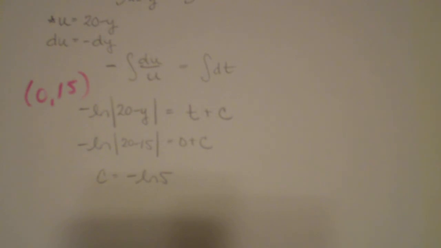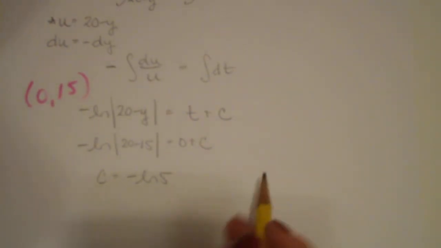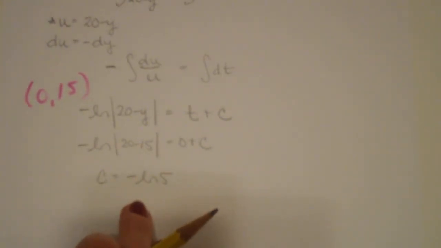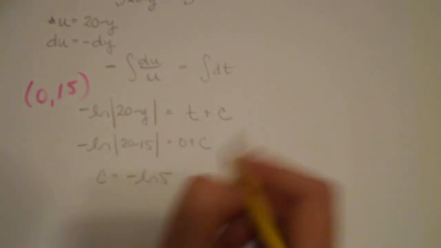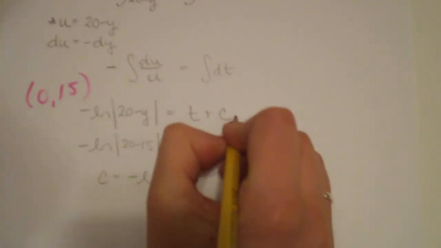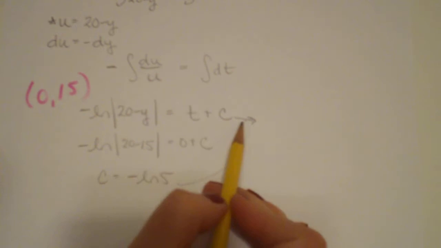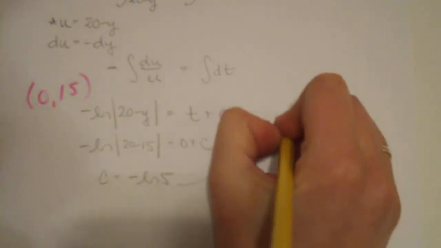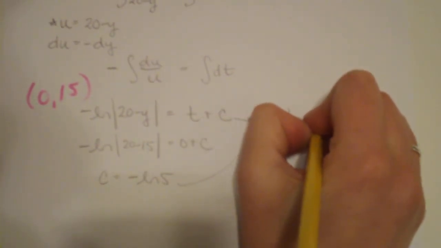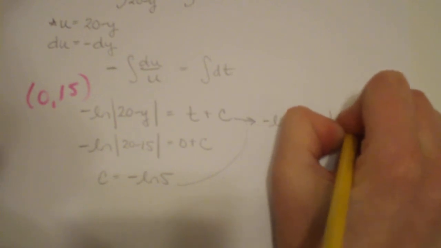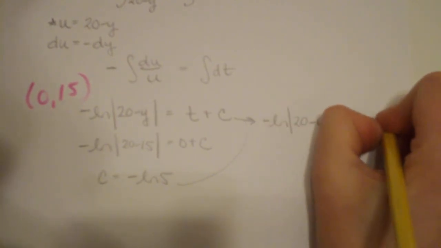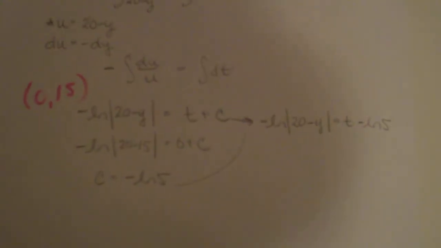Okay, so now that I have that there, I want to go back to where, let's see here, where am I subbing that in? Back up here where I had a plus c. So I'm coming from this equation here. I'm going to do negative ln of 20 minus y equals t minus ln of 5. Okay, so hopefully we're okay with that.